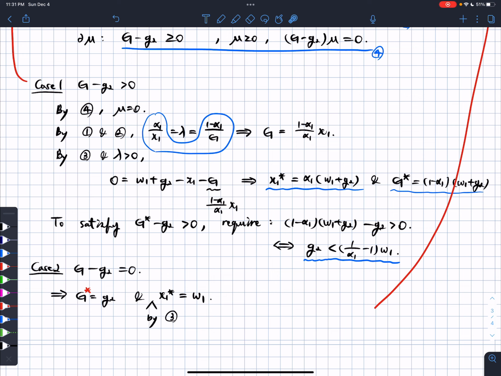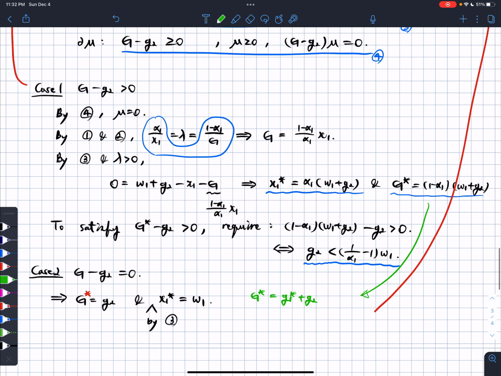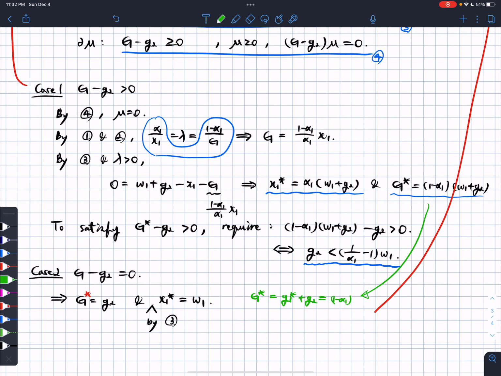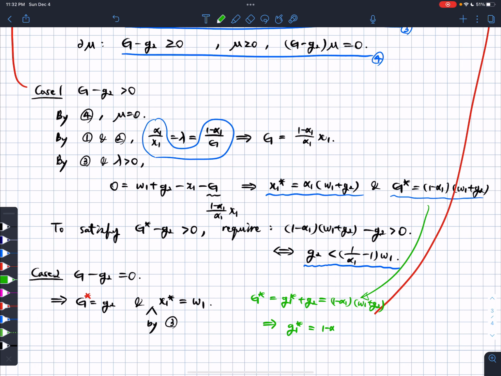Well, remember this, let me add in green. This big G star is player 1's optimal choice plus G2, right? So I need to equate this with this much. That's 1 minus alpha 1 times (W1 plus G2). Then from this you get G1 star is equal to what? If you simplify, you will have this.